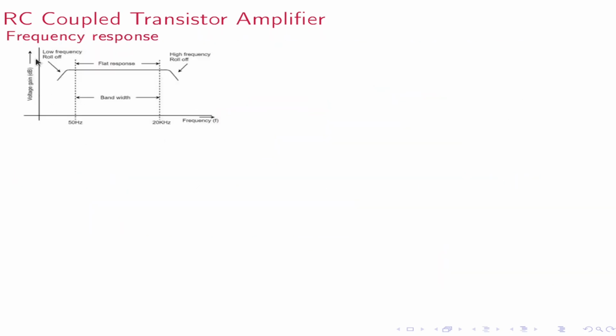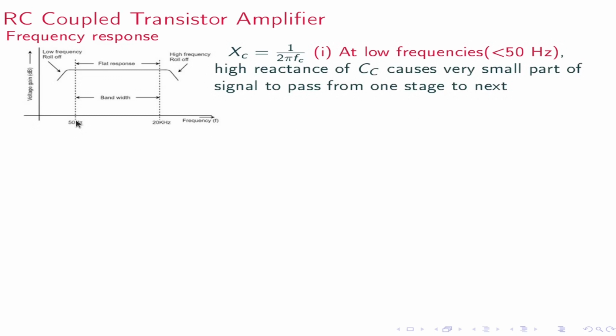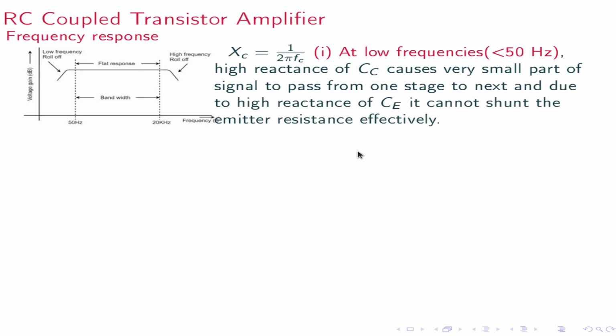Its frequency response is this one. Here the reactance Xc is 1 by 2 pi Fc. At low frequencies, that is less than 15 Hz, Fc is low, therefore Xc, the reactance of Cc, is high and causes a very small part of the signal to pass from one stage to the next. And due to the high reactance of Ce, the emitter capacitor, it cannot shunt the emitter resistance effectively.